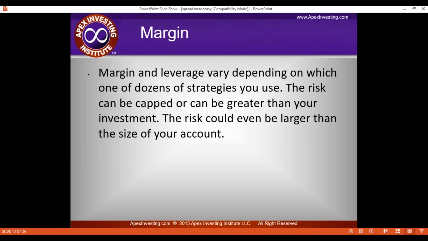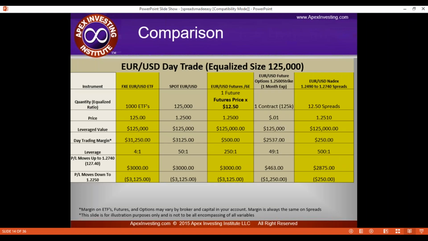So margin and leverage vary depending on which one of the dozen strategies you use. The risk can be capped or it can be greater than your investment. The risk can even be larger than the size of your account. Not only could you lose everything in your account, but still be obligated for losses beyond what is in your account. Here's a little bit of a comparison.